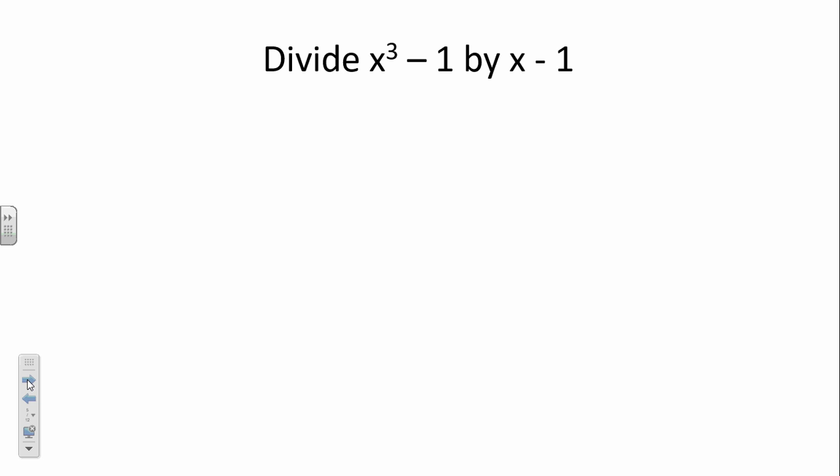One more long division. Make sure you remember how to do it. We're dividing x cubed minus 1 by x minus 1. Are we missing any terms now? So we might want to hold their place. So we've got an x cubed, no x squareds, no x's, and a minus 1. And we're dividing that by x minus 1.